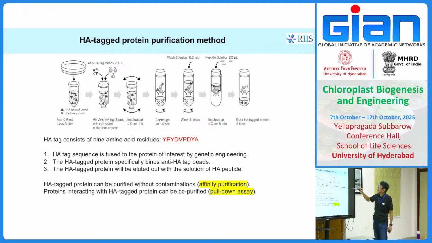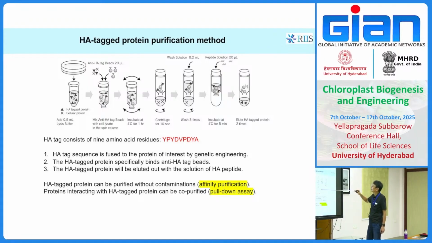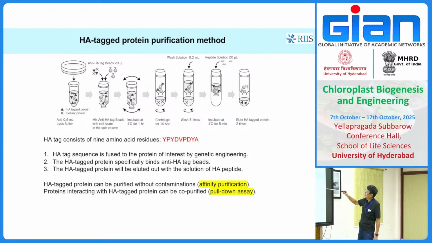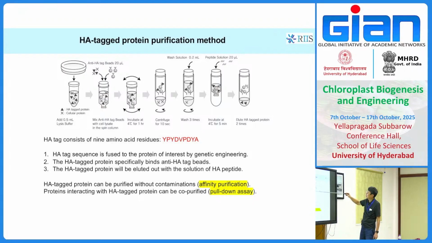mix it, and then this part is put into a small or larger tube, and then spin down. Okay, so the cellular protein without HA tag is eluted out, and the beads associating with the HA-tagged protein remain here. Is that clear? You can see.